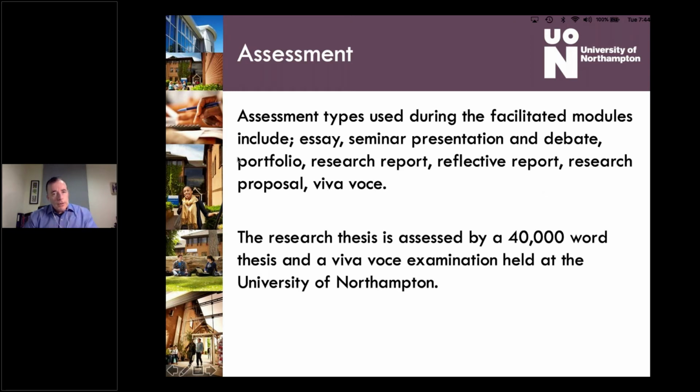Then when you do the thesis and you submit your thesis, that will be 40,000 words long, and you're assessed by a viva voce examination. Viva voce is just Latin, it means an oral examination. So you submit your thesis, it will go to 2 examiners, one within the University of Northampton, one is an external, which means it will be somebody from a different British university, because it's important if you're doing a doctorate at one British university, the standards should be exactly the same as any other British university.